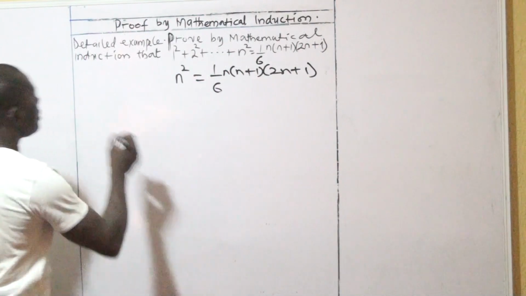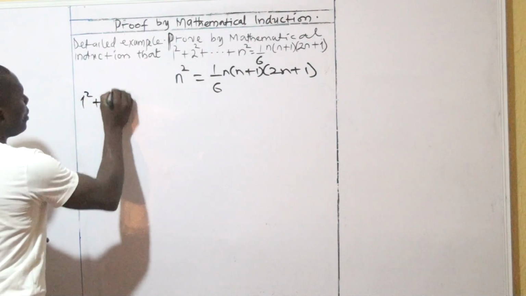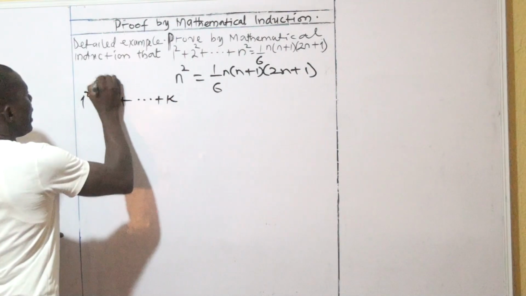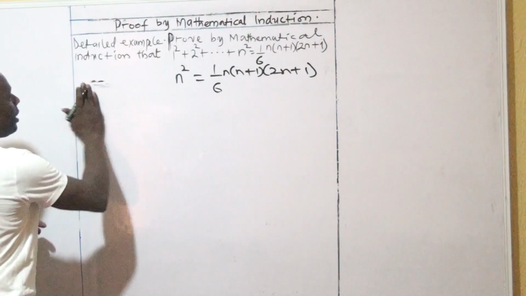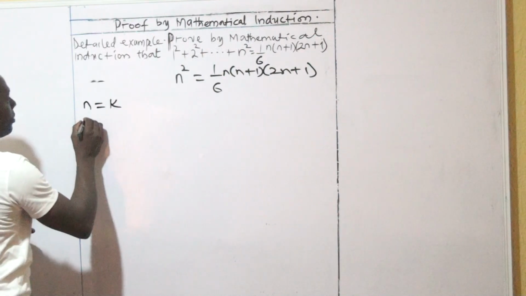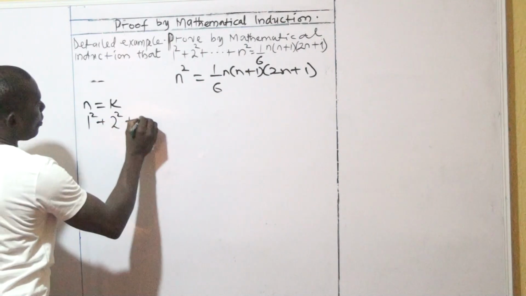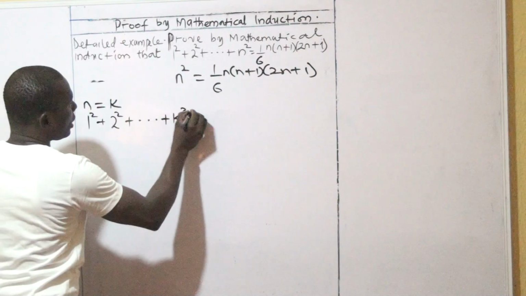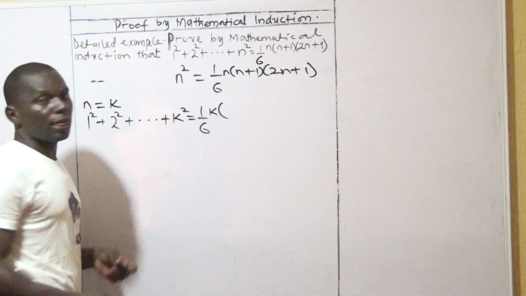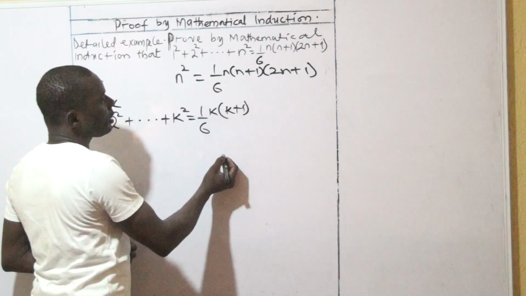In place of n here, we will not be using n. Let me be very clear here. So we assume that n is equal to k, that is the next step. So here we have 1 squared plus 2 squared, up to plus k squared, is equal to 1/6 k, open brackets, in place of n we put k, k plus 1.